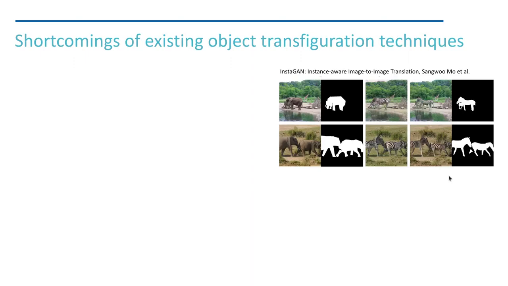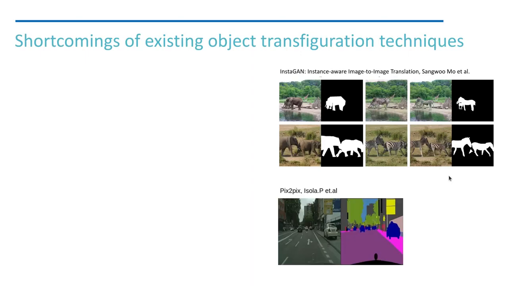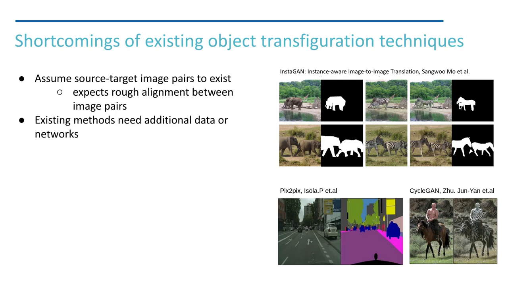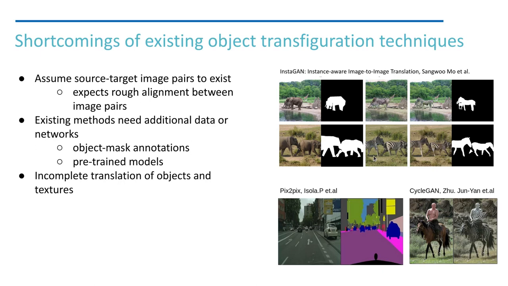Many of the existing object transfiguration techniques assume the availability of source-target image pairs and expect rough alignment between them. Some of these methods need additional data such as object masks, or networks such as pre-trained models. Mostly, the results of object transfiguration are prone to unwanted translation and image tints. Sometimes the object transfiguration is also incomplete.